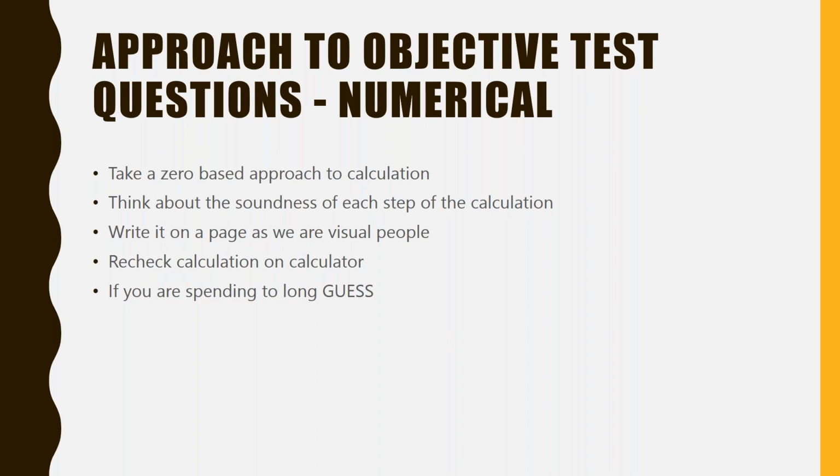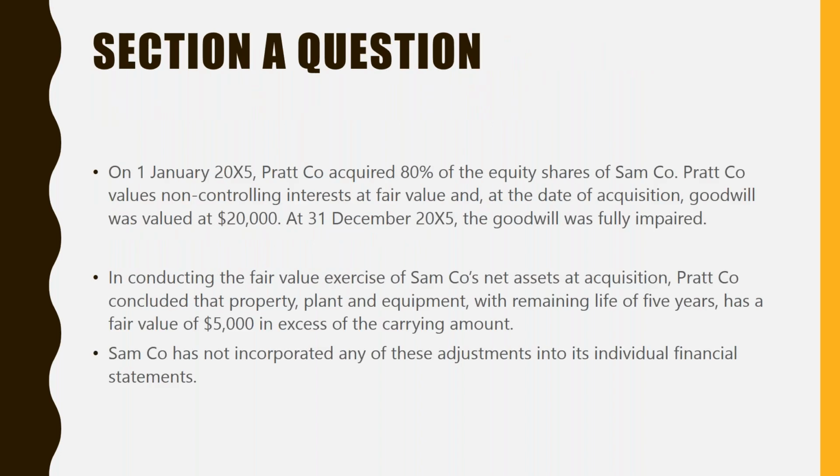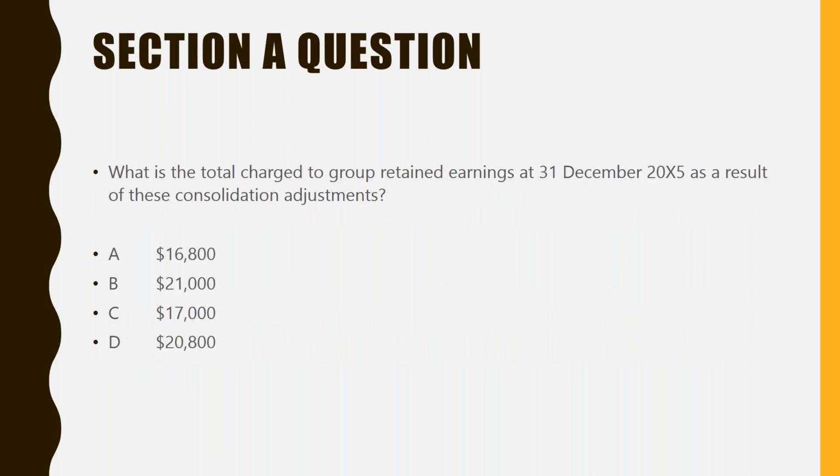So in one of the exams, which came about 2 sittings ago, there was one question that people really struggled with in terms of getting the answer. The examination team had gone through this. This question asks, let me just go to it: what is the total charge to group retained earnings at 31st December X5 as a result of these consolidation adjustments? So you have A, B, C, and D.